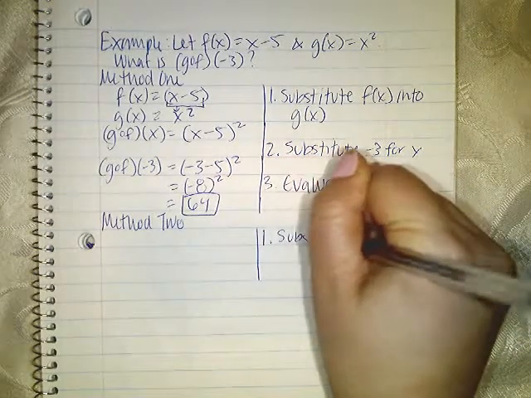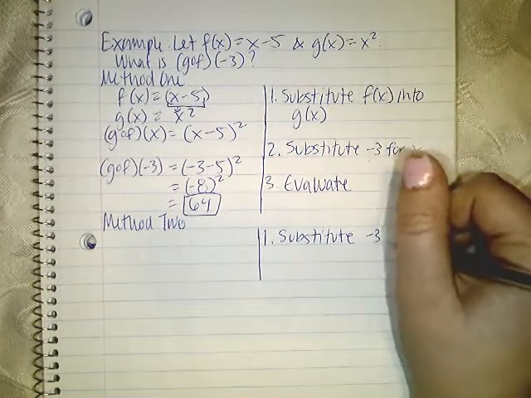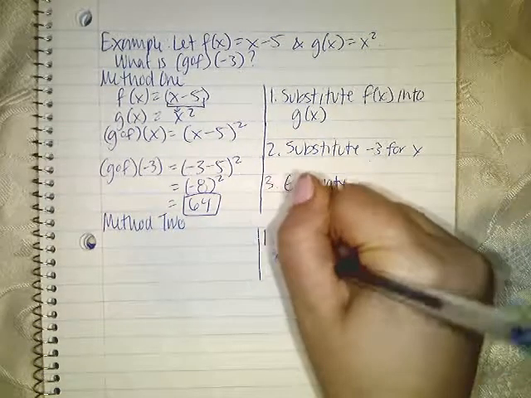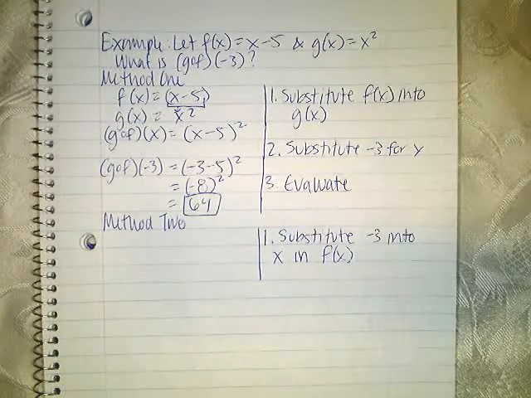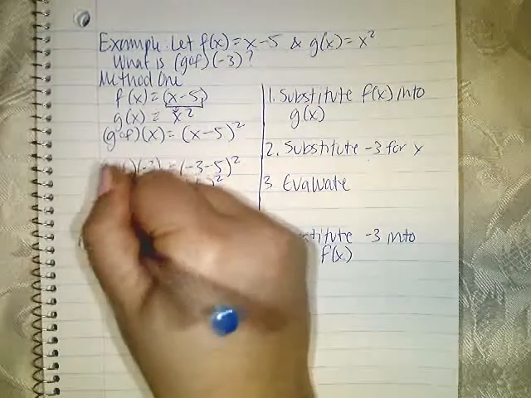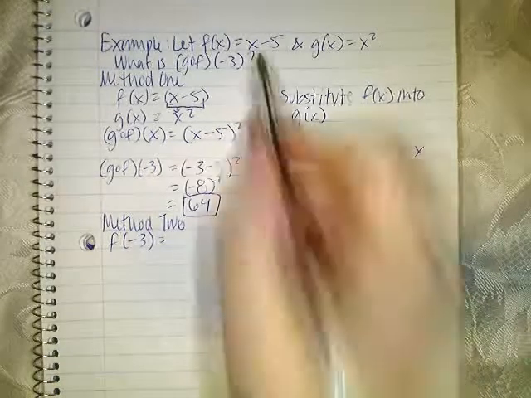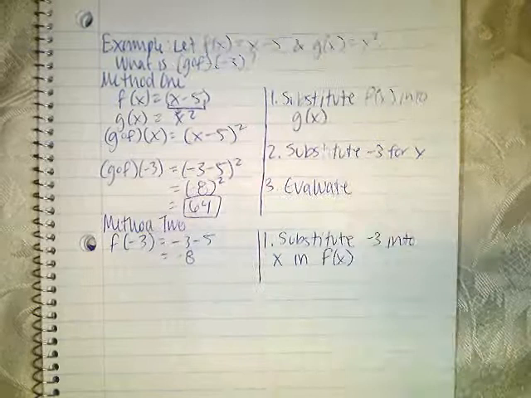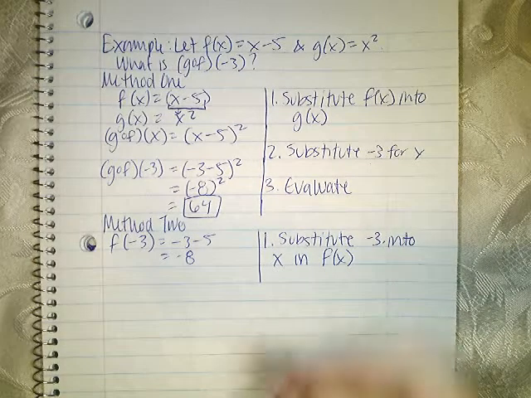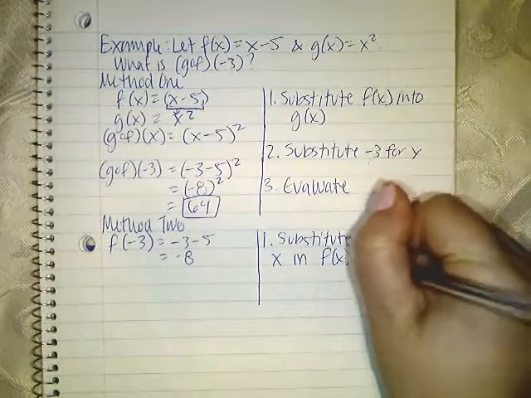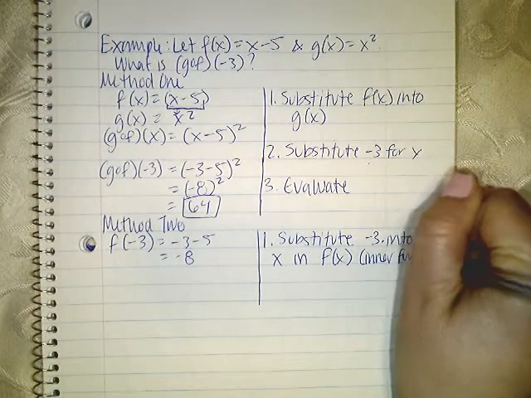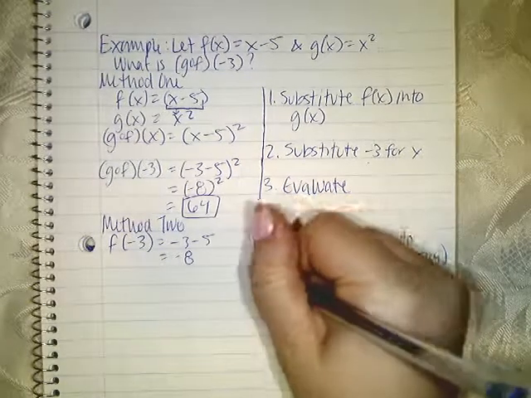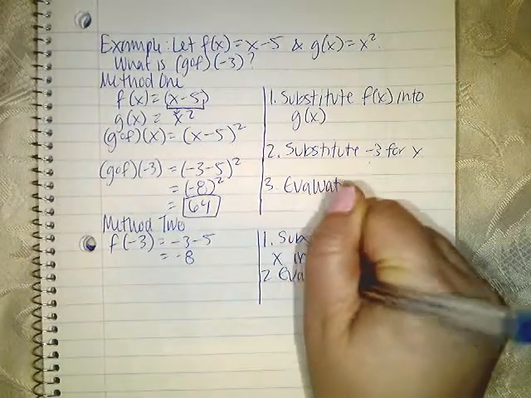So I'm going to substitute -3 into x in the function f of x. So I have f of -3 equals, and I'm just plugging that in for the x value there. So I have -3 minus 5, and I get -8. So I'm substituting -3 just into the x of the inner function. And then I get the value -8. Step 2, I evaluated it.